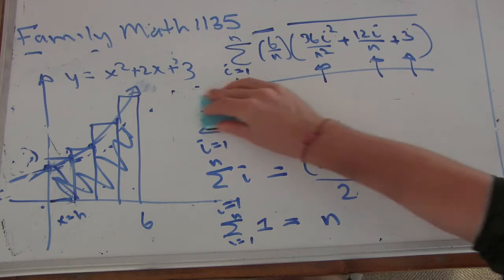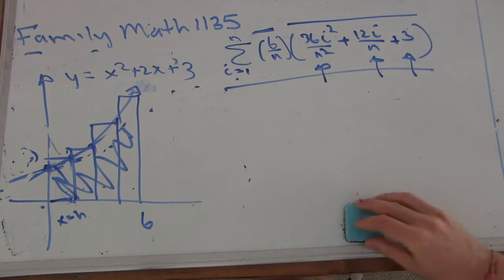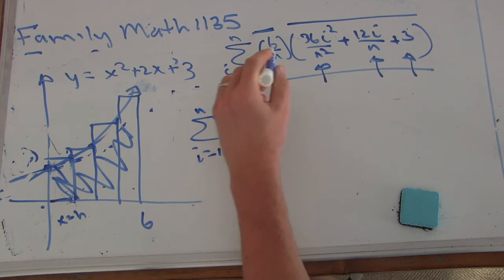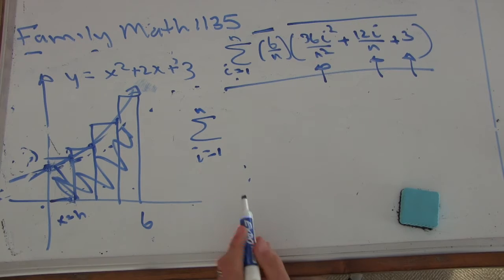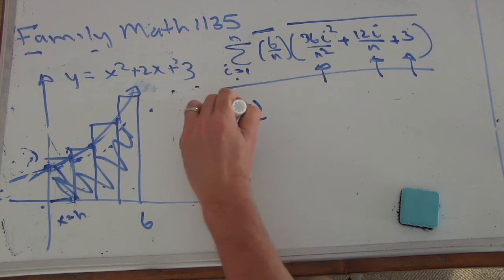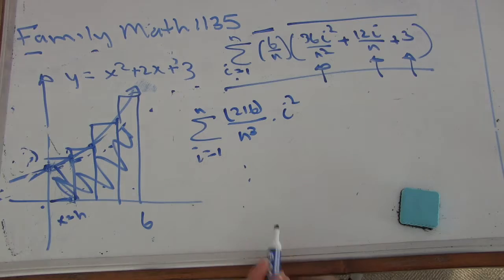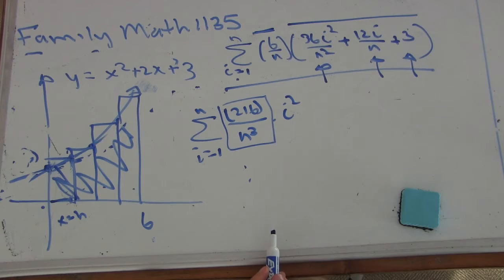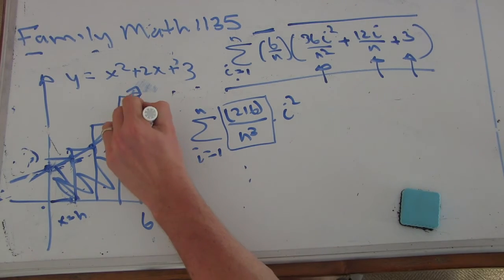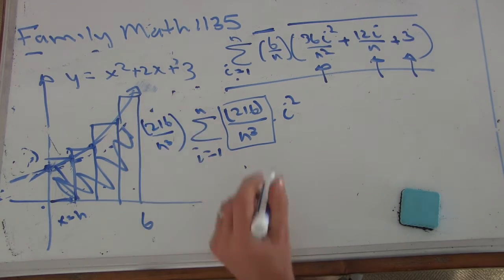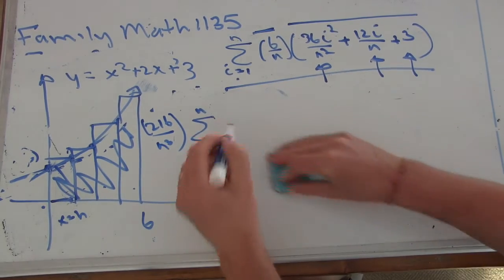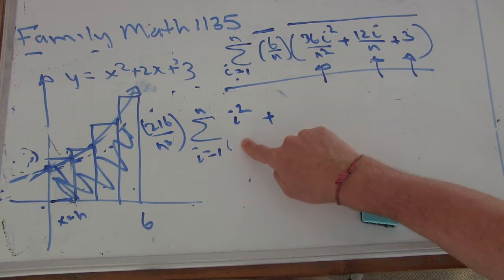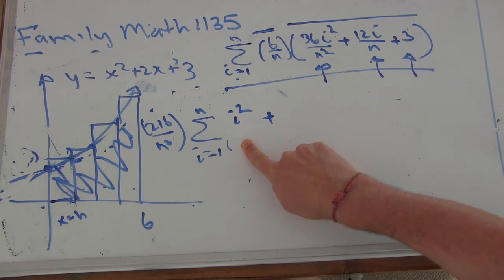So what I'm going to do is make it 3 different sums. This is equal to the sum from i equals 1 to n of 216 over n cubed times i squared. Do you know what 6 times 36 is? It's 216. Remember, this part doesn't change in any of the sums, so I can bring that outside, and I just have the sum of i squared on the inside. And I know what that is: n times n plus 1 times 2n plus 1 over 6.